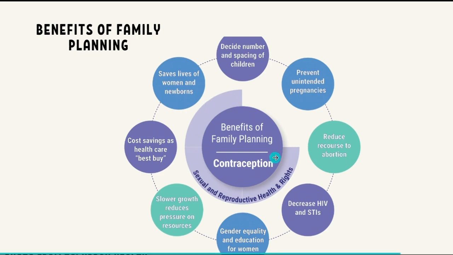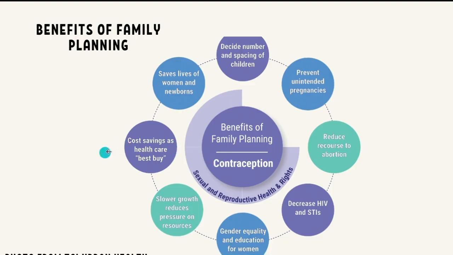Family planning also decreases HIV and STIs, and promotes gender equality and education for women. A person is not having children back to back to back when they can't take care of them, and they actually get to go to school and get their other life goals out of the way as well. This one is for females specifically. And then slower growth reduces pressure on resources. Once you do family planning, you're able to plan a lot more. For example, if you know you can't take care of five children, you're not going to have five children, right? That's what it means.